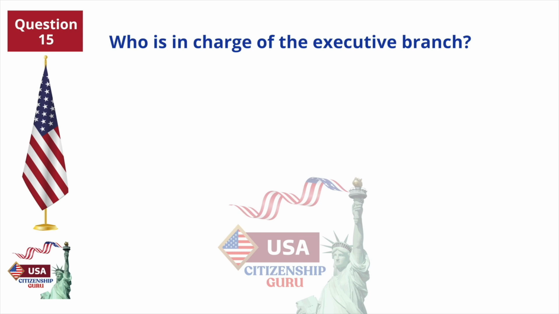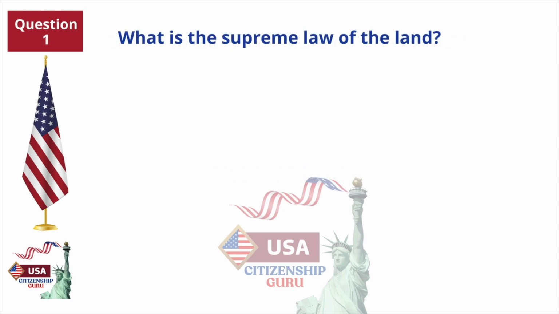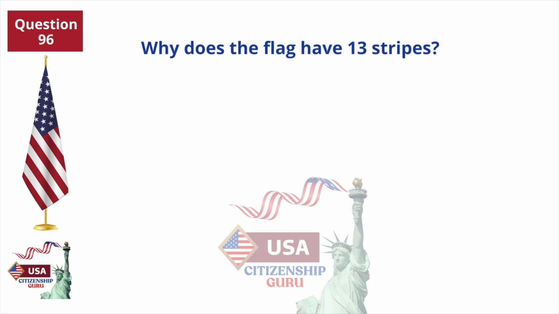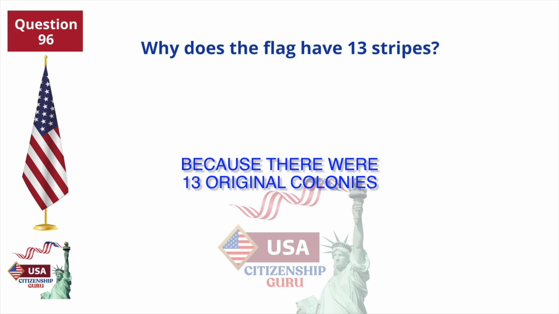Who is in charge of the executive branch? The president. What is the supreme law of the land? The Constitution. What are two rights in the Declaration of Independence? Life, liberty. Why does the flag have 13 stripes? Because there were 13 original colonies.